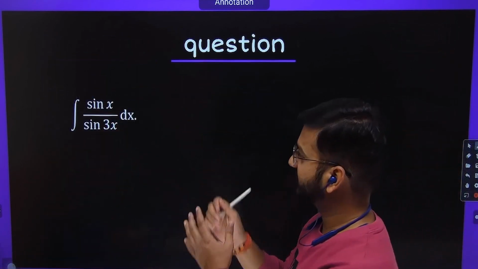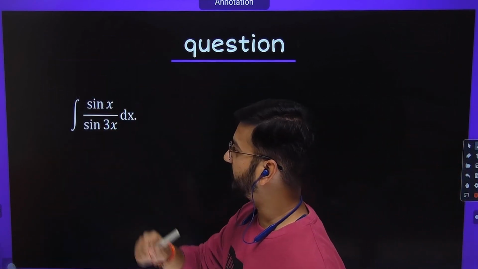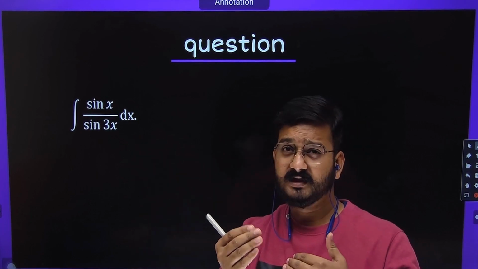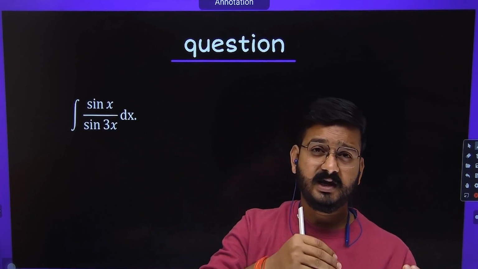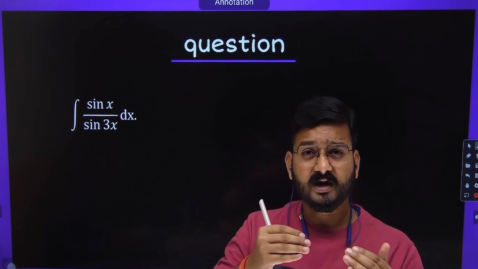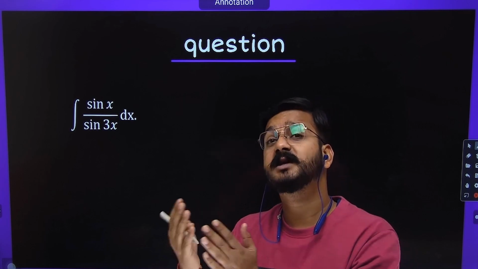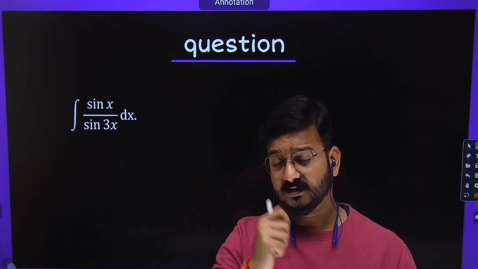Okay, students, let's discuss the next question. What is the next question? Integration of sine x by sine 3x. When you see this question for the first time, it doesn't look like it is in the form of a standard integral like 1 by a plus minus b sine square x, or a plus minus b cos square x, or a cos square x plus b sine square x, the three forms which I showed in the first slide.